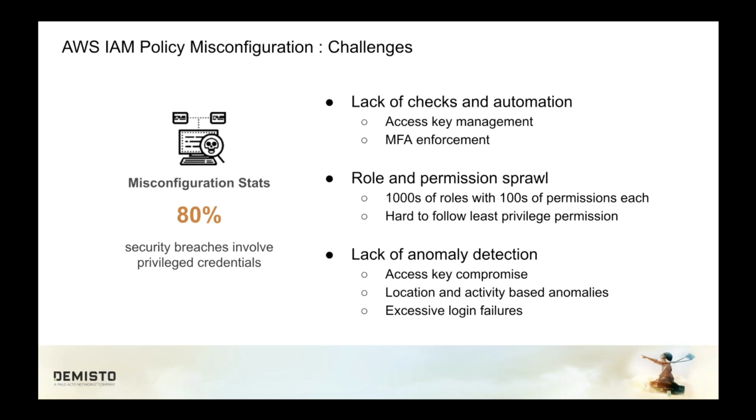It's difficult to do. Furthermore, we see role and permission sprawl. There are thousands of roles, and each role can have hundreds of permissions. Some of these have star permissions, other roles have hard-coded specific permissions, and so it's really, really hard to follow the least privilege permission.